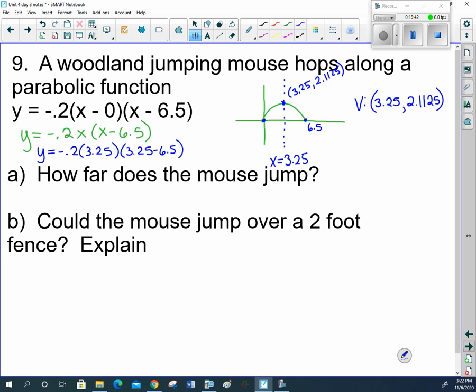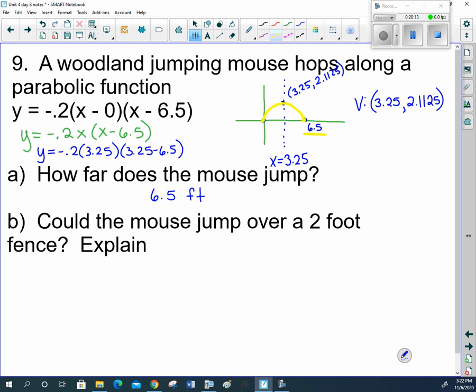So the first question says, how far does the mouse jump? Well, remember, the mouse started right here and he jumped to here. So how far did he jump? He jumped 6.5. I'm not sure that I gave units, but I think this is in feet since we're asking if he's going to go over a 2-foot fence. So we're going to say that the units are in feet. So how far did he jump? He jumped 6.5 feet.